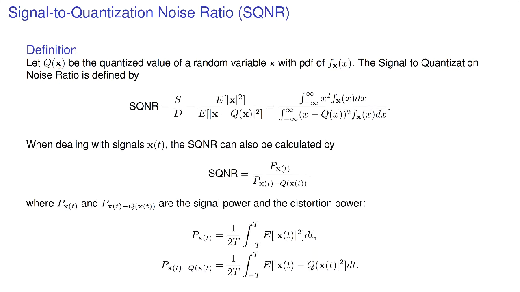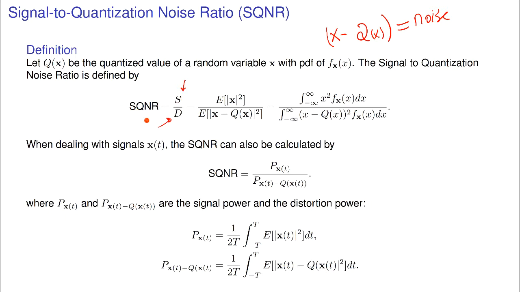So the signal to quantization noise ratio is defined by the ratio of the power of the signal to the power of the noise, or the power of the distortion. The noise is exactly x minus Q(x), which is the difference. This is defined as the noise. This is the quantization noise. So the power of a signal divided by the power of noise is called signal to quantization noise ratio, or SQNR.